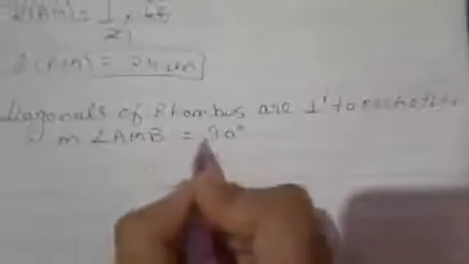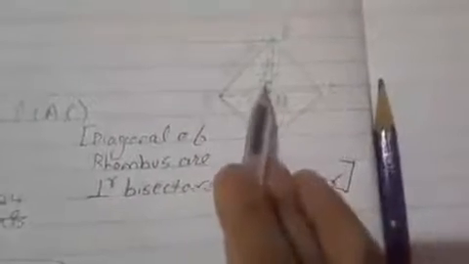How did this come to be 90 degree? Because the diagonals of a rhombus are perpendicular to each other, which means that AM bisects BD. So if AM is a perpendicular bisector of BD, that means this angle makes 90 degree. Then only this will be a perpendicular bisector. Okay, now it is a right angle triangle.